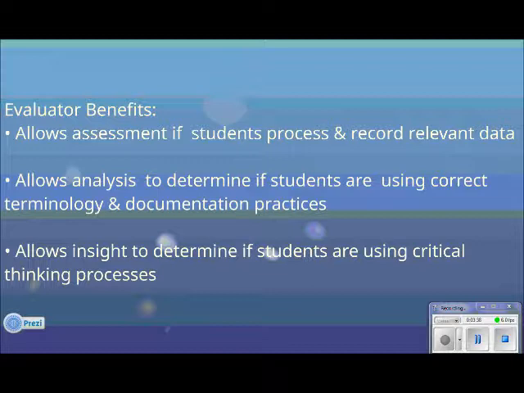The evaluator benefits to this method allows for assessment of the student's process and their ability to record relevant data. It allows analysis to determine if the students are using the correct terminology and documentation practices. And it also allows insight to determine if students are using critical thinking processes.